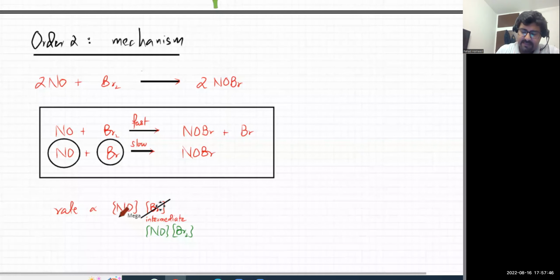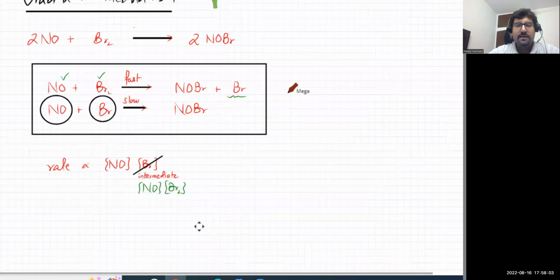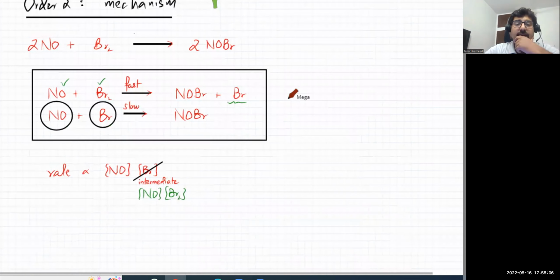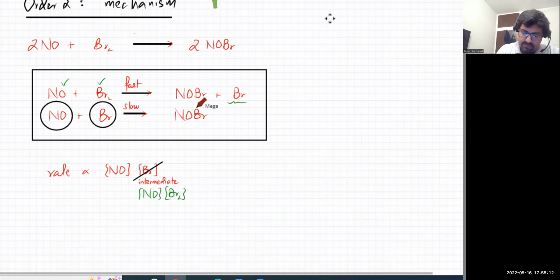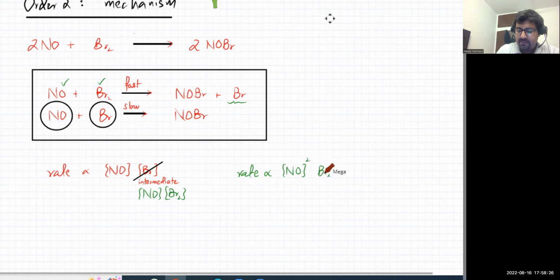Because the Br atoms were actually produced in the previous step. So these two reacted, and when these two reacted, they ended up producing this Br atom over here. So the Br concentration actually depends on these two. And then when I looked at my rate equation, after I did this, it looks like this. The rate is dependent on NO concentration squared, and on Br2, it's only dependent once, or directly proportional.